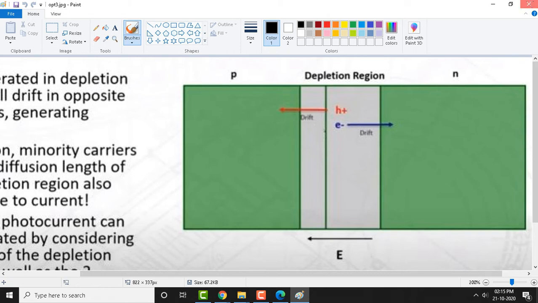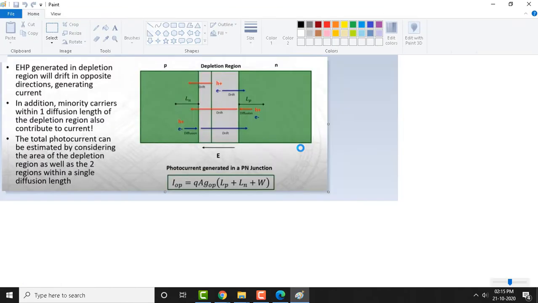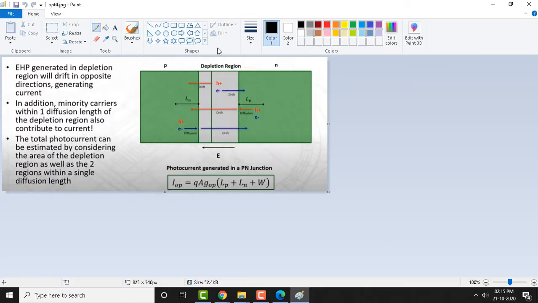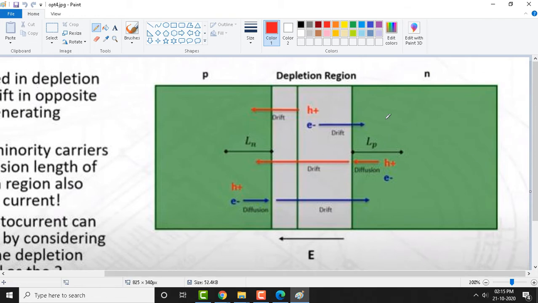Now, let us see the other two specific regions, neutral N and neutral P. What is going to happen in these regions? Let us make an observation here. Look at this diagram, where all three regions are given simultaneously. This is region 1, which we already analyzed, this region is 2, and this is region 3.